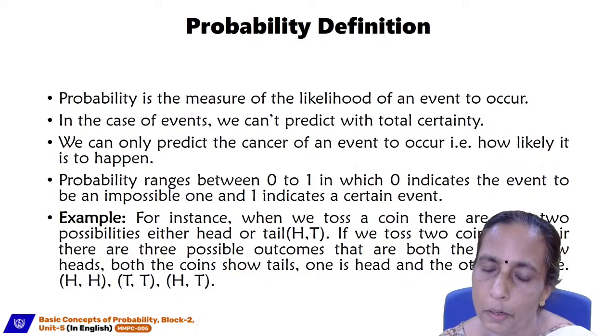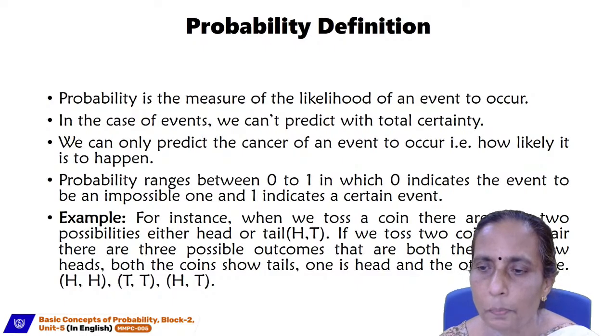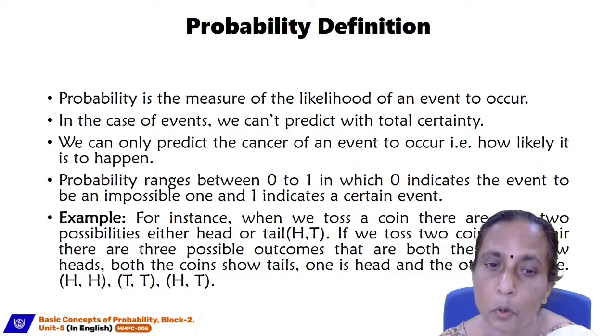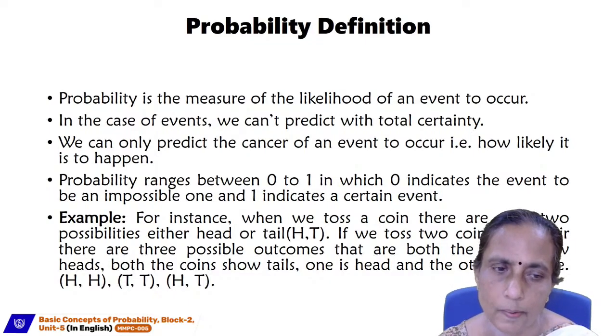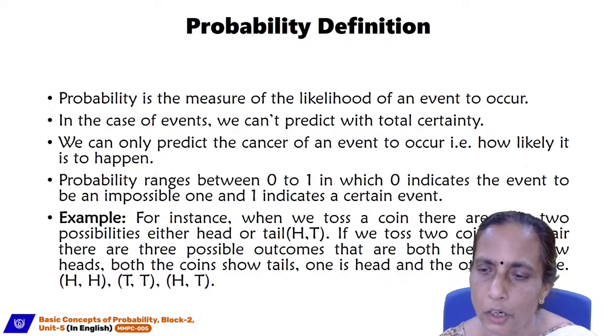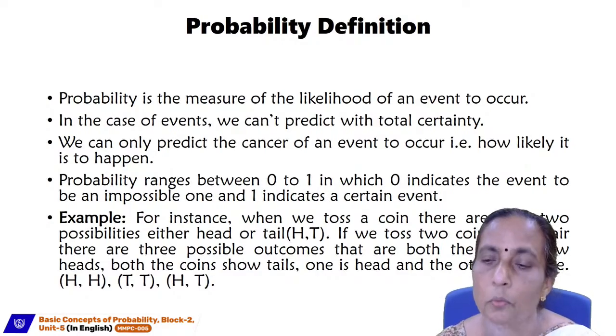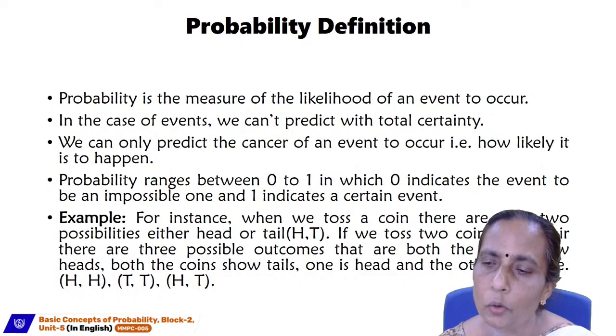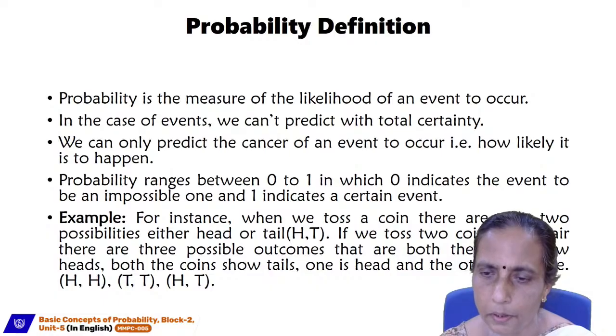So probability basically ranges between two numbers, one is 0 and one is 1. That means 0 indicates that the happening of that particular event is impossible, and 1 indicates that it certainly happens. For example, suppose you have a coin and you want to toss the coin, there are only two possibilities, either head will appear or tail will appear.